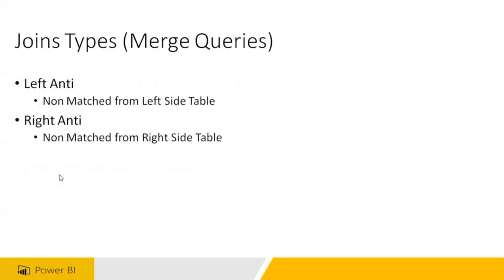So what is a left anti? Unmatched data from the left side table after left join. Right anti means unmatched data from the right side table after the right join. So these are the join types in Power BI.